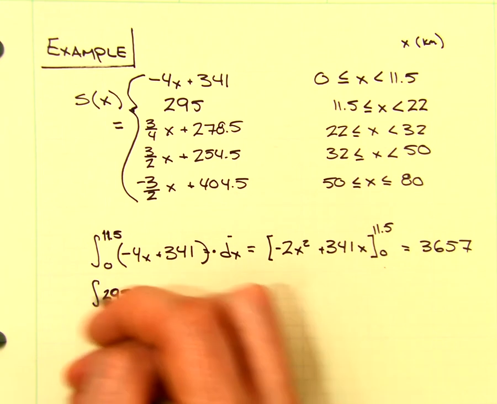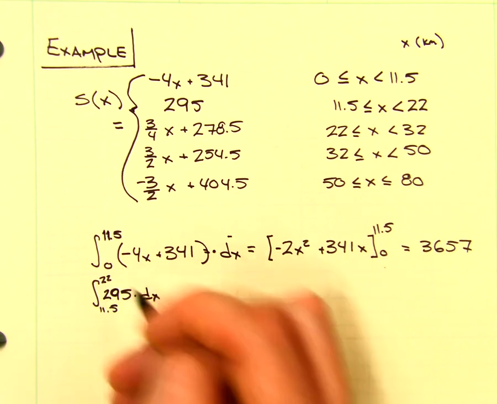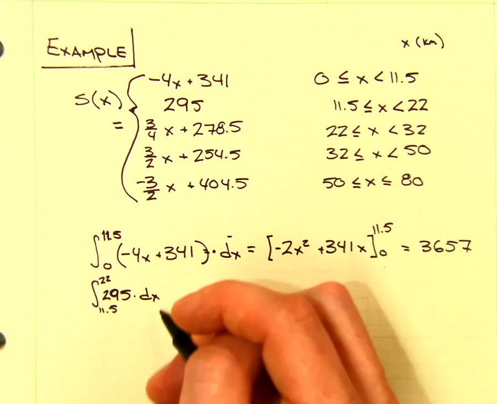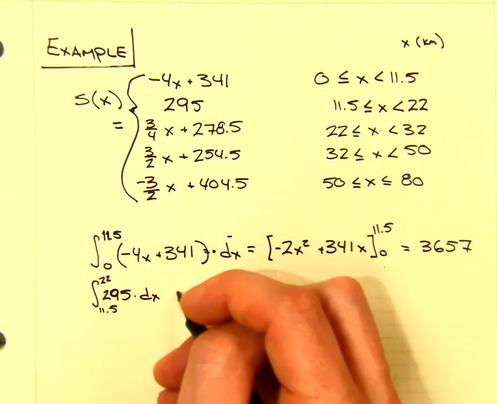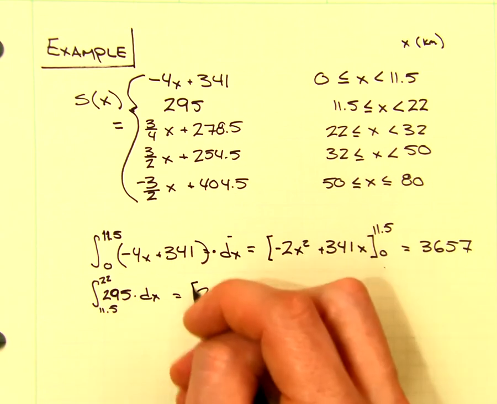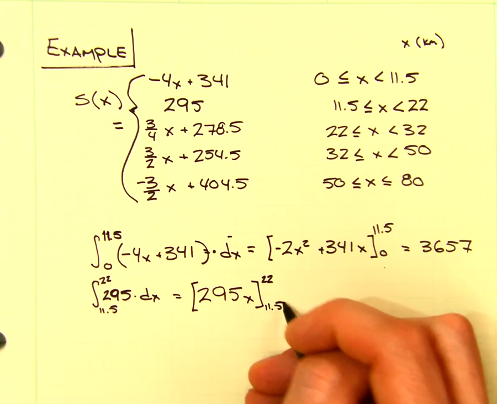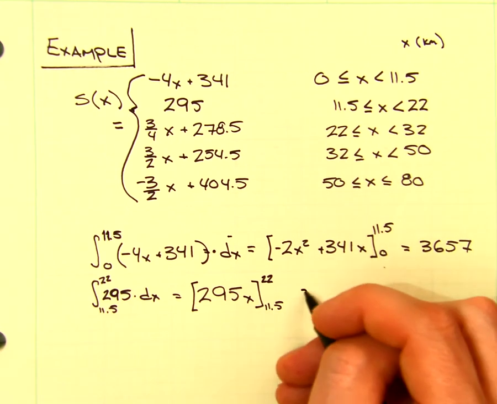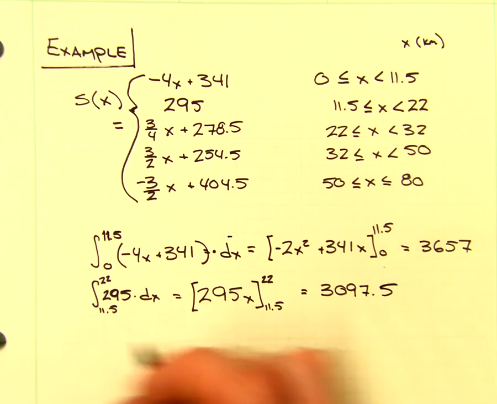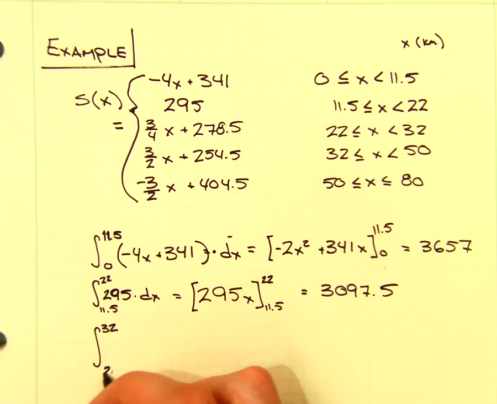Next one, this one's easy, 295 constant times dx. And this time our interval is going from 11.5 to 22. Once again, just reading right off, 11.5 to 22, this is the function, 295 dx. This is easy. 295 just becomes 295x when I do the antiderivative, from 11.5 to 22. Nothing to it. So this is just going to become 3097.5.